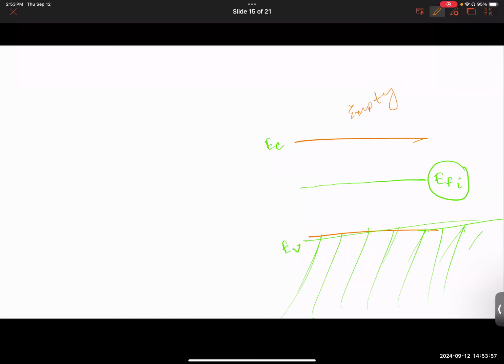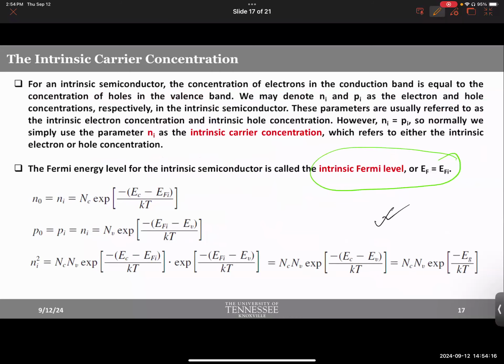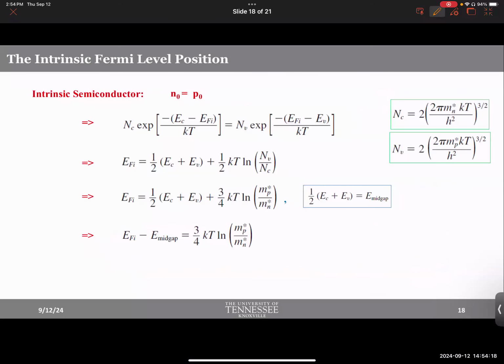Right? This is how we typically represent the intrinsic Fermi level, for an intrinsic semiconductor. But when it's no longer intrinsic, we'll see something interesting happening with the Fermi level, maybe in the next slide or so, in the next lecture. All right, so let's get to the next slide.